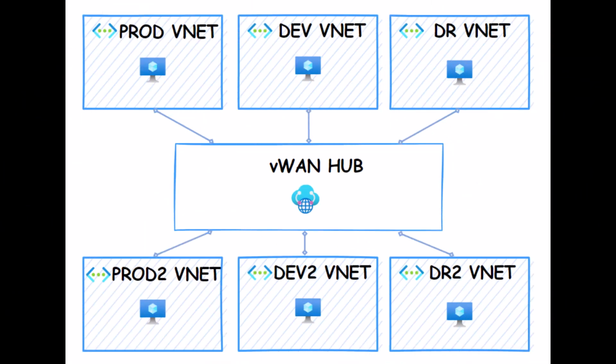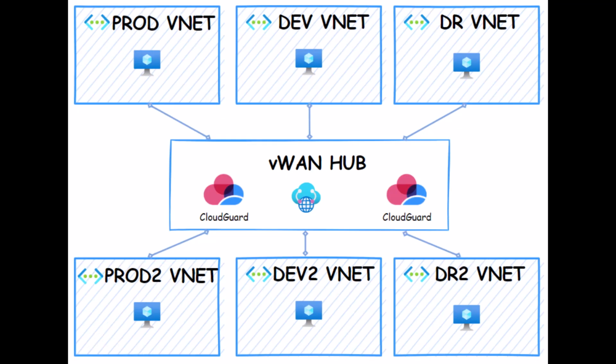And so the beauty of this is that Checkpoint CloudGuard Network Security lives inside the Virtual WAN hub. And so all those connected peers can be secured. All those connections between vNETs can be secured.